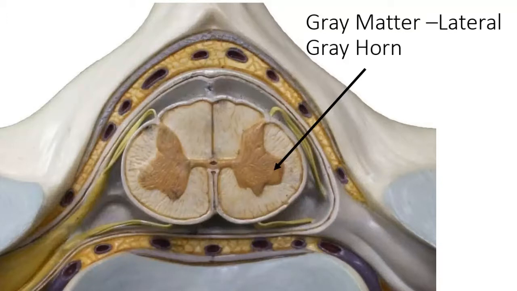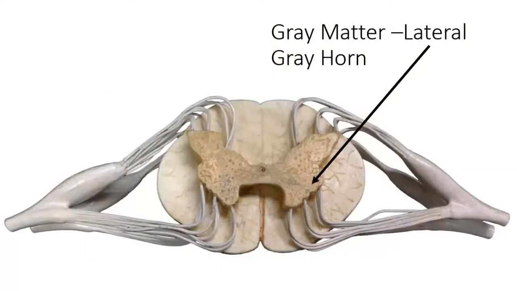Lateral gray horn is where we're going to see the cell bodies for the neurons that are going to be a part of the visceral or autonomic motor nervous system, which means those neurons are going to innervate cardiac muscle, smooth muscle, and glands. Here you can see it on the other model. That's the lateral gray horn.